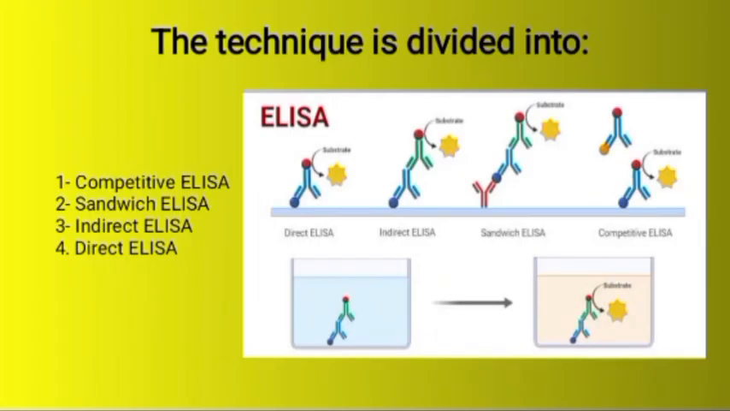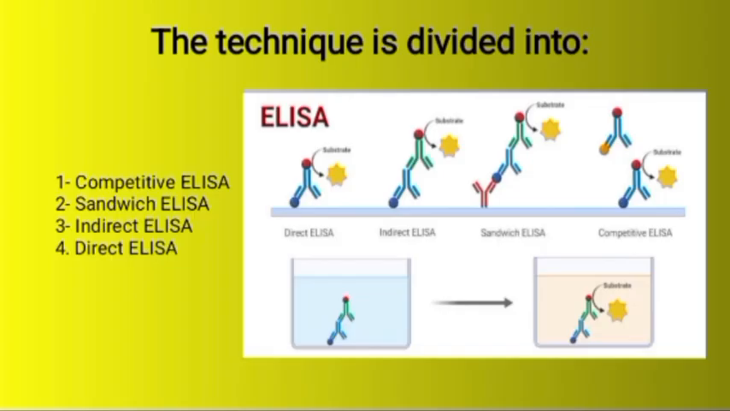So there are 3 to 4 types of ELISA. There is a competitive ELISA, where first of all the antigen will be bound with the secondary antibody with the substrate. Then another secondary antibody will be added. So this is a competitive ELISA. So the type of light emitted depends on which type of antibody binds to the antigen. Then we have a sandwich ELISA.